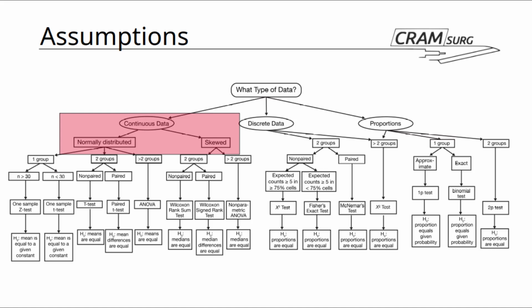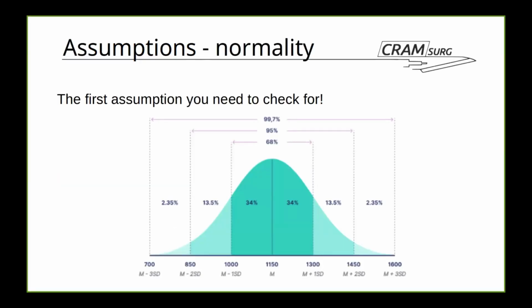Today we are going to focus on one of the most important assumptions in statistics, and this has to do with continuous data particularly. As you can see in this diagram, the first split you meet when you go down the path of continuous data is normally distributed versus skewed. The main assumption you're making when you're running a test is that your data has a particular type of distribution, at least for continuous data.